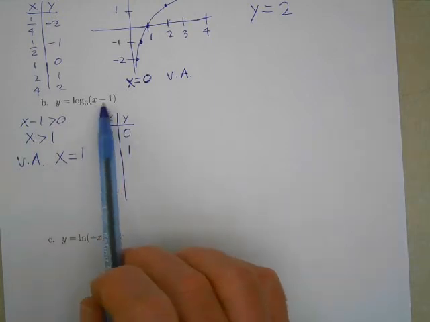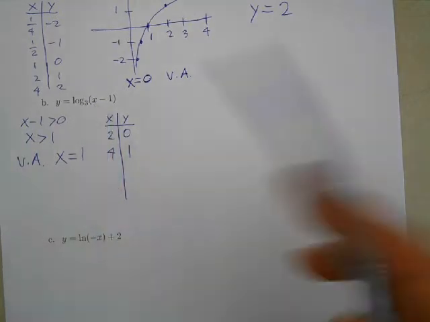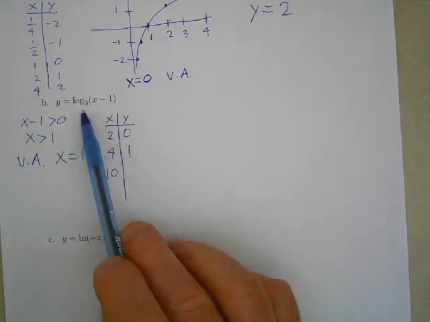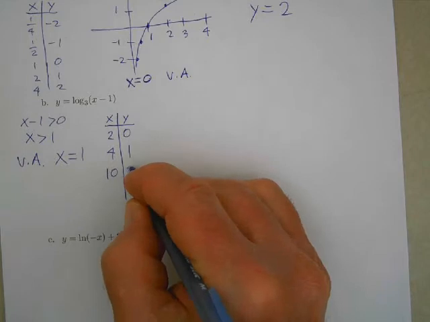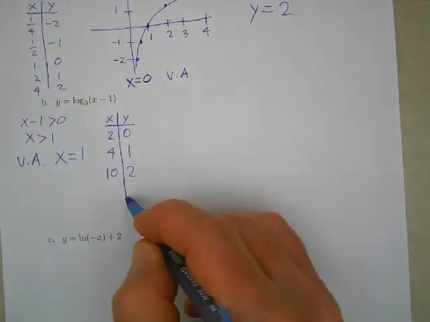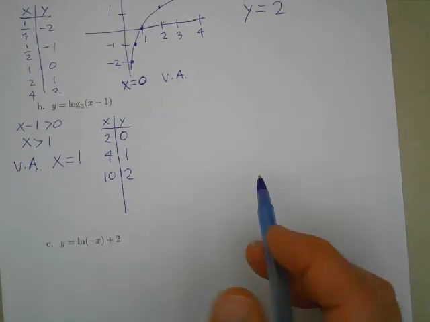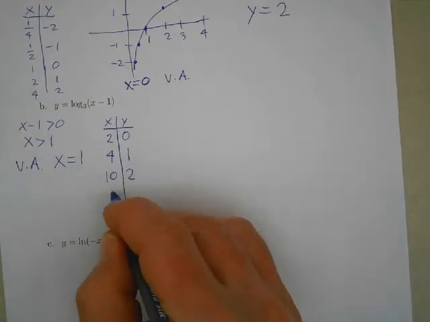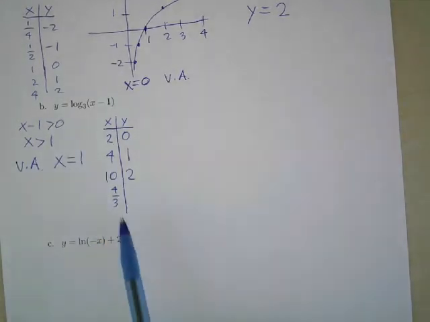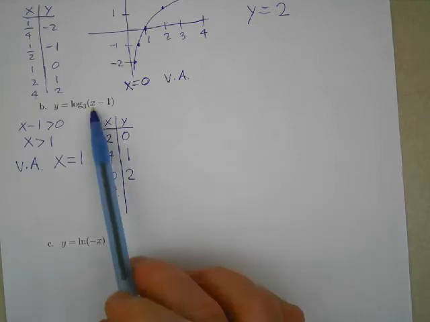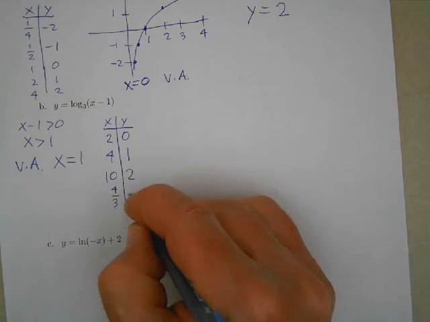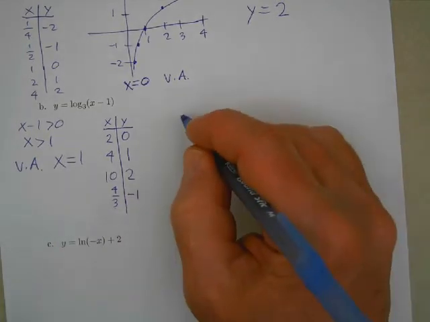And then if I pick x to be 10, 10 minus 1 is 9, and log base 3 of 9 is 2, because 3 to the second is 9. And then I'll pick 1 and 1/3, or 4/3. When x is 4/3, 4/3 minus 1 is 1/3, and log base 3 of 1/3 is -1. So this will get us started.